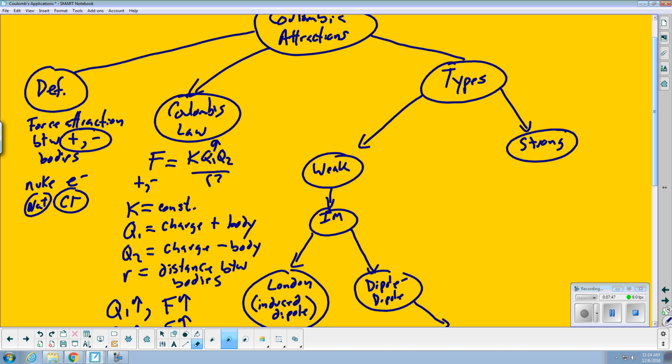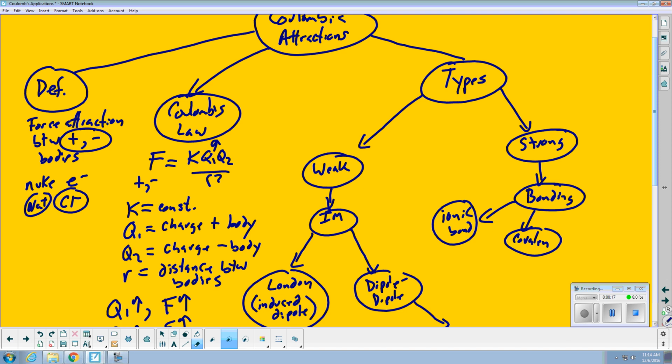We have strong types of Coulombic attractions, and these are mainly what I consider my bonds, what we consider real bonding. So my ionic bond is a strong Coulombic attraction between cations and anions. Then I have my covalent bond, which is a strong Coulombic attraction between the nucleus of one atom and the valence electrons of another atom.